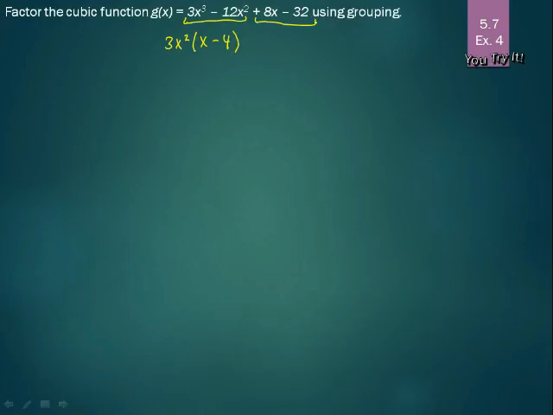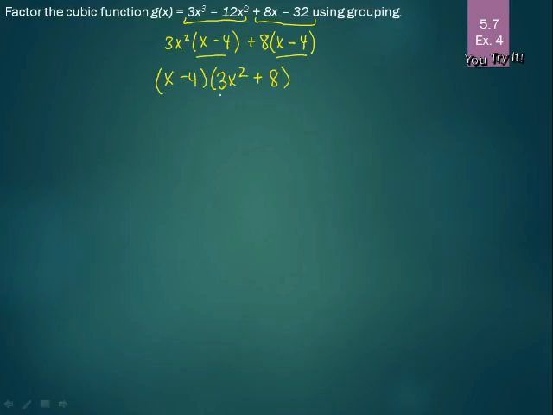And then the second two terms, 8 goes into both 8 and 32. And then we have left over x, and then minus 4, since 8 times 4 gives us 32. So notice that we have the same factor, and that's what we want because now we can factor out the x minus 4 and put that in front. And so then we're left with the term that's multiplied by it, 3x squared plus 8.